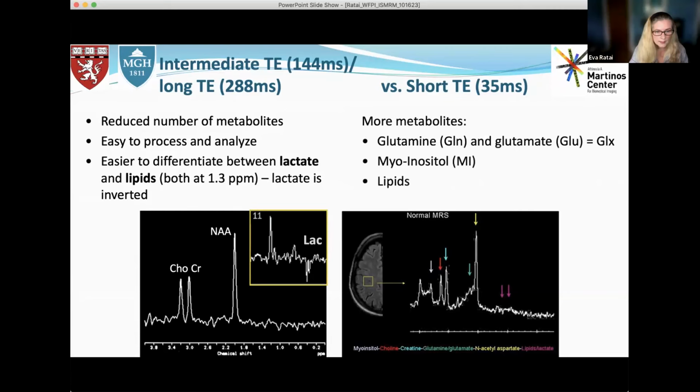At shorter echo times, you do see more metabolites, and maybe that is sometimes what you want. You do see glutamine, myoinositol, and lipids. And what we typically do at MGH is we record both because we are interested in all these metabolites, but we really want to know if this is lactate or lipid.